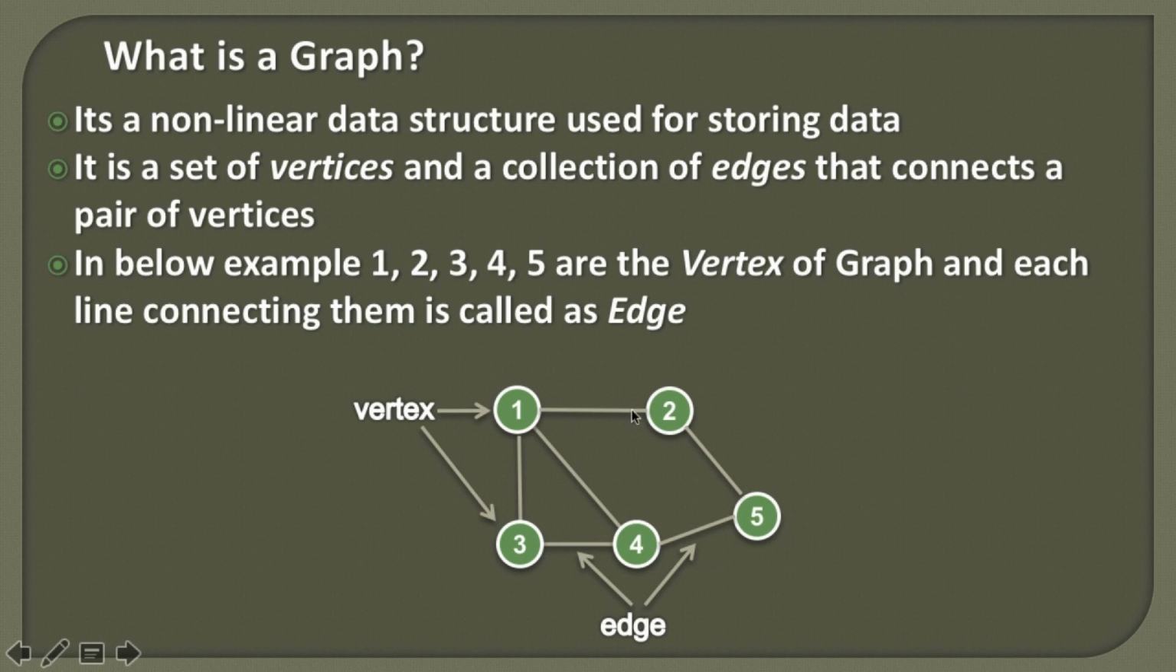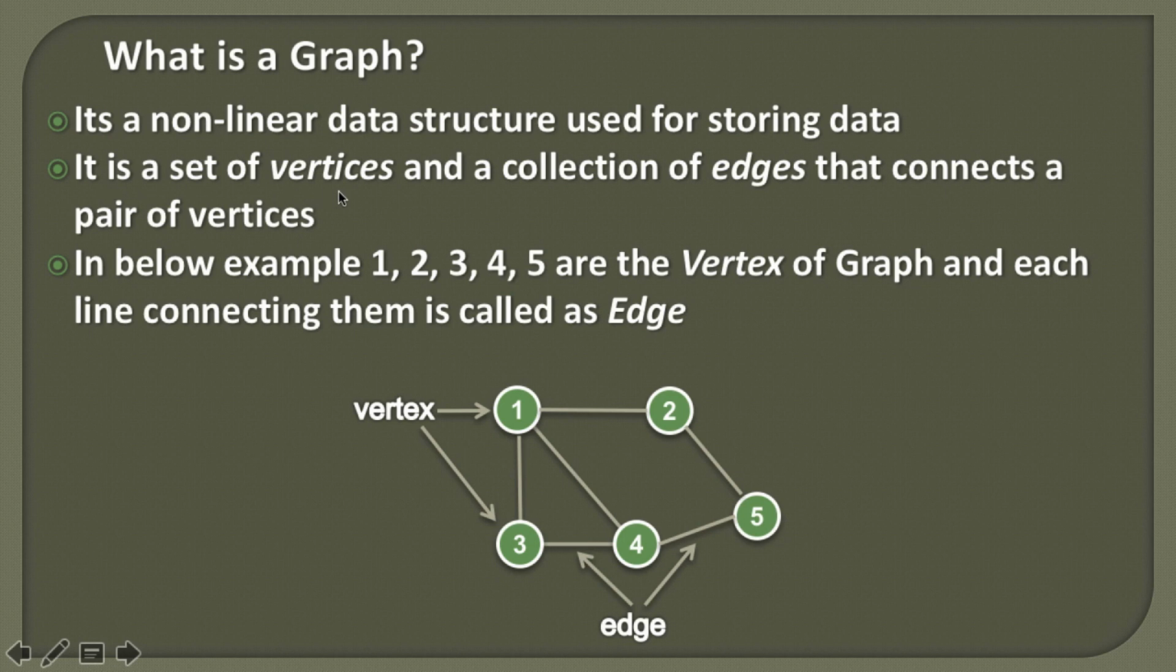So friends, below you can see a figure. It represents a graph. Here it contains a few nodes, say 1, 2, 3, 4, 5, and these 5 nodes are connected through some lines. So a graph is a non-linear data structure used for storing the data. So we can store the data inside a graph, but it's not a linear data structure like arrays and linked list.